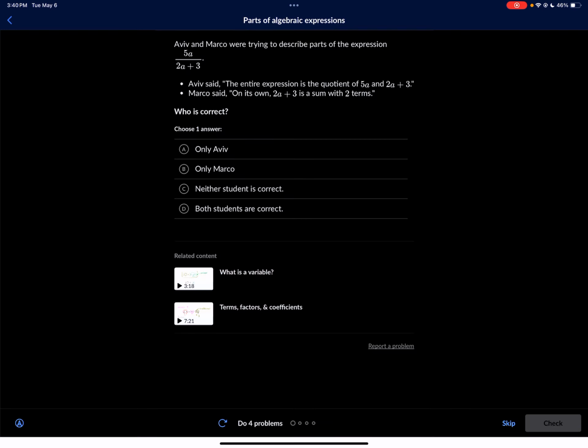Parts of algebraic expressions. Aviv and Marco were trying to describe the parts of the expression 5a over 2a plus 3. Aviv said the entire expression is the quotient of 5a and 2a plus 3. Marco said on its own, 2a plus 3 is a sum with two terms. So, who is correct? Okay, so let's see here.